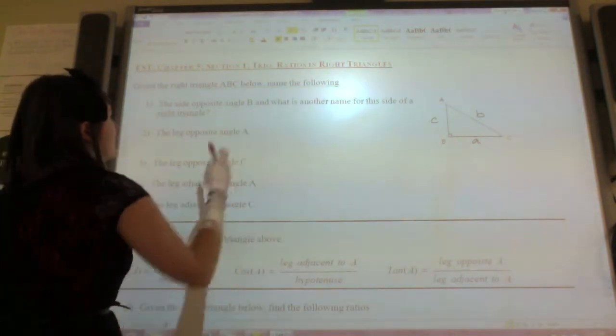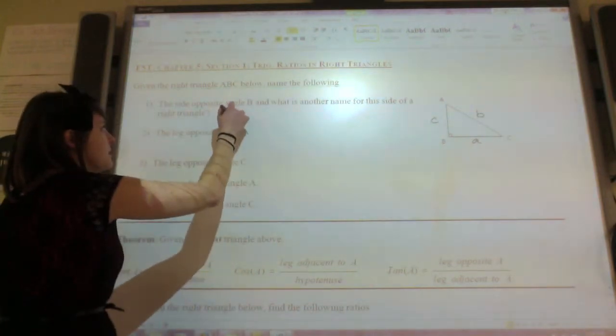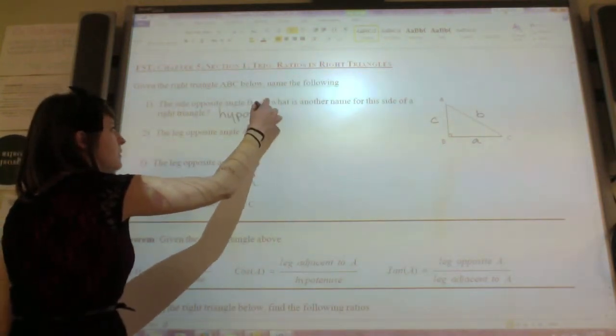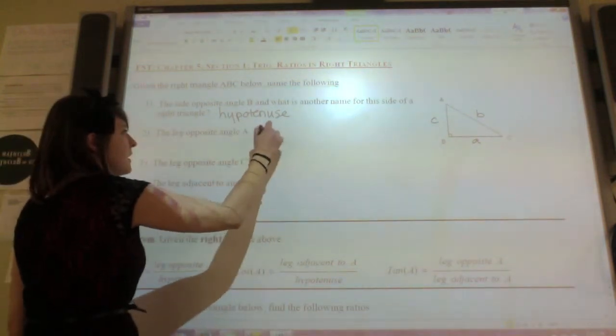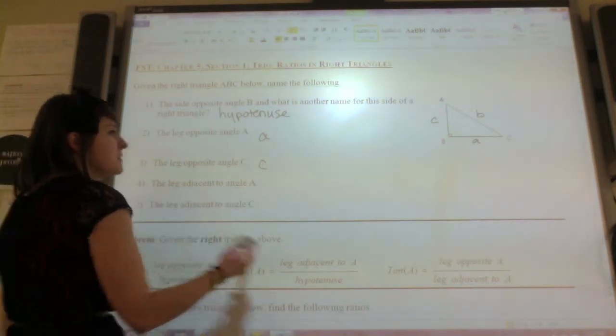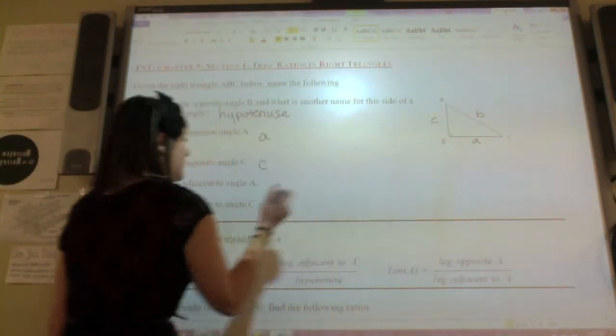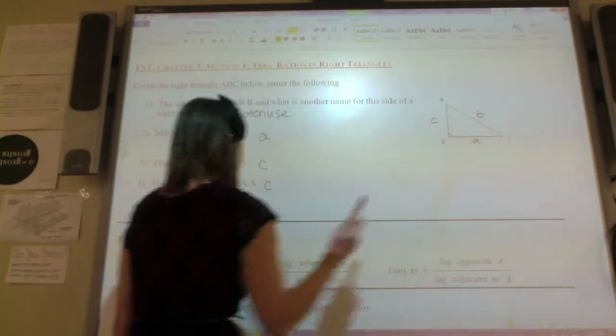And then what is another name for this side B here? That's called the hypotenuse. So the leg opposite of angle A is leg a, and the leg opposite of C is c. The leg adjacent to angle A would be c, and the leg adjacent to angle C would be a.